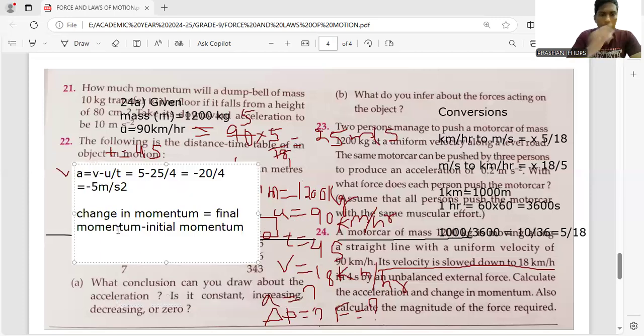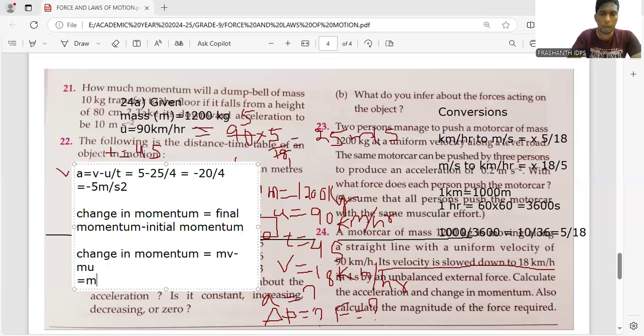So what is the final momentum? Delta p, actually the delta symbol is not here, so I'll write change in momentum. Change in momentum is equal to mv minus mu. This is the formula. Here you can take m common, so m into v minus u.